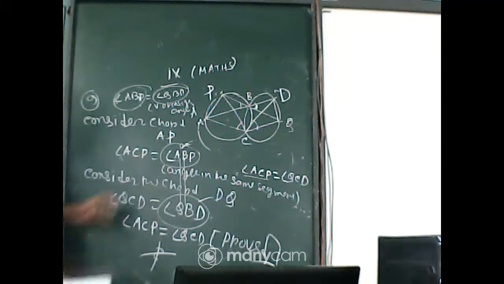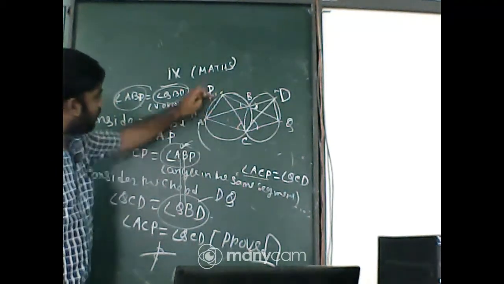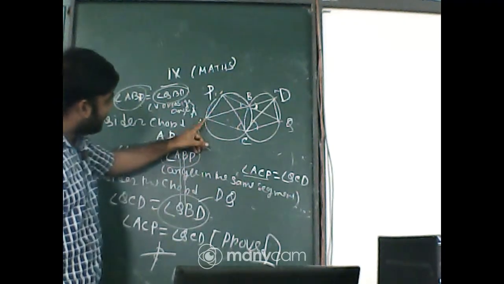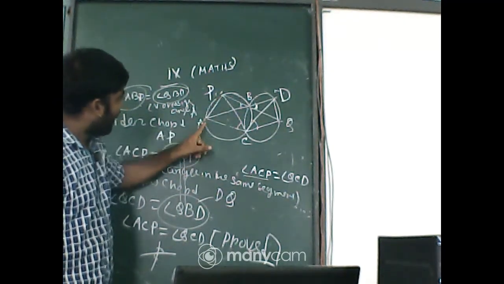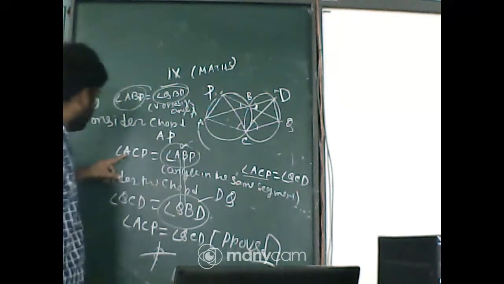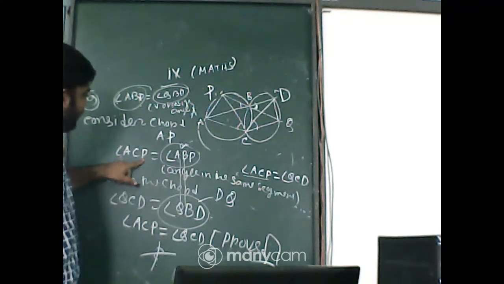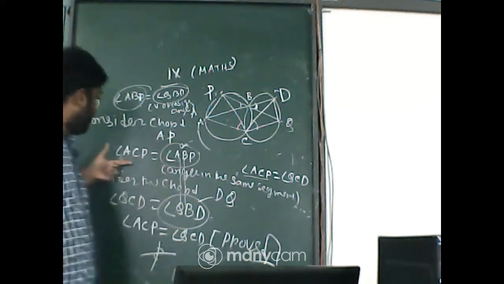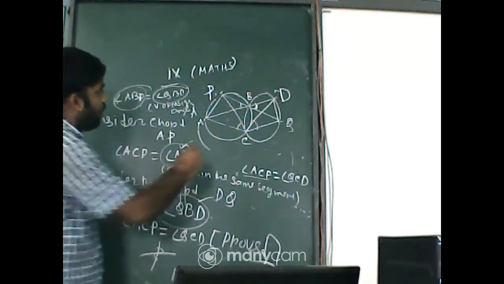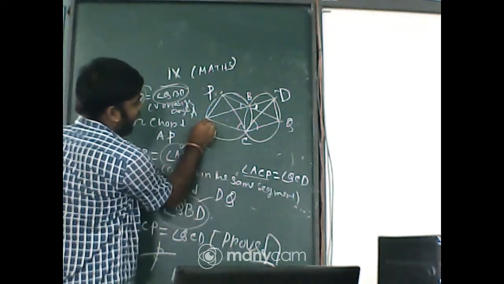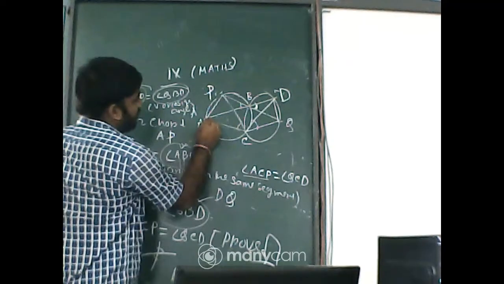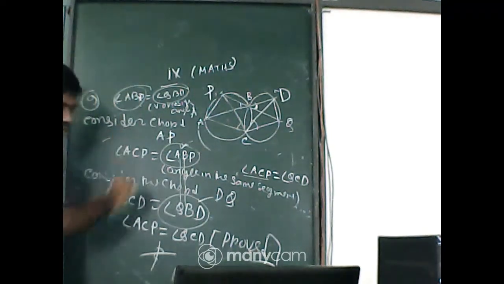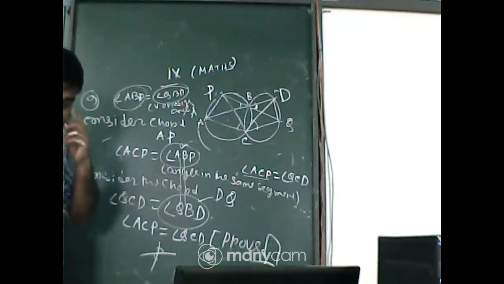Next, now consider the chord AP. So two angles ACP and ABP, starting A, ending P, starting A, ending P. So these two angles will be equal as they are in the same segment. Look at the board. Starting A, C, P, starting A, B, P. They are equal. This point is clear or not?